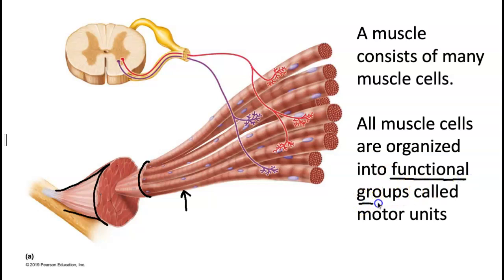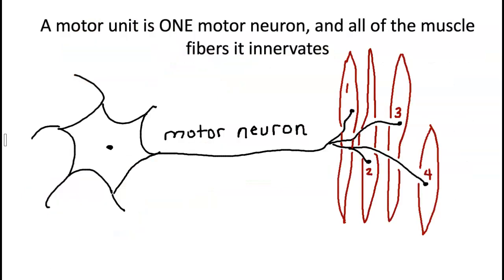A motor unit is a functional group of cells, and it's a functional group because a motor unit is a motor neuron and all of the muscle fibers that motor neuron is controlling. So a motor unit is one motor neuron. I tried to draw that here. Here's the neuron cell body, here's the axon, and we know that the axon is going to branch off into axon terminals that synapse with muscle cells. This motor neuron and all of the muscle cells that it synapses with is what is known as a motor unit. A motor unit is a functional unit.